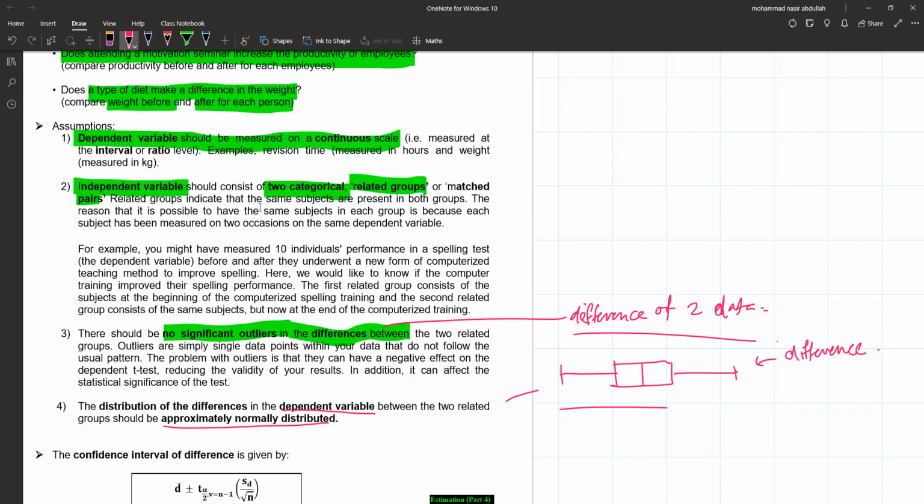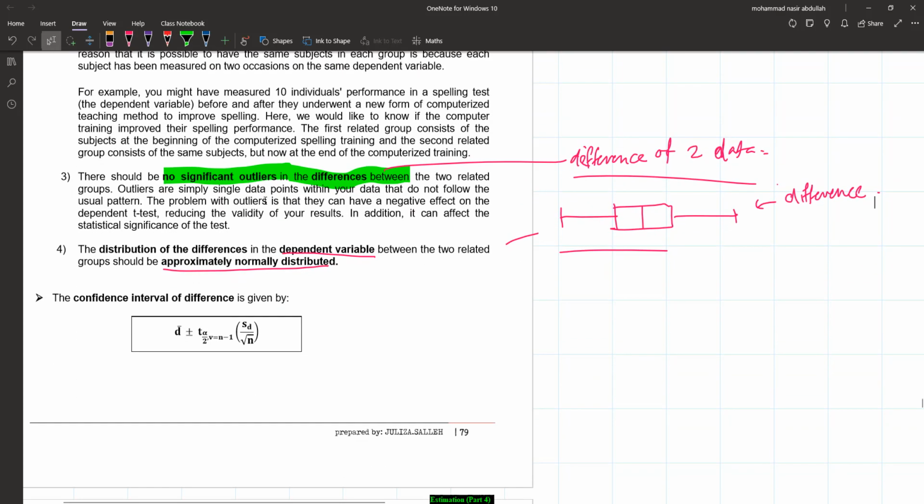For the data, the differences must be normally distributed. So the confidence interval of the difference is still the same as previously, but instead of n1 plus n2 minus 2, we are not using this one, right? We are using n minus 1. Why n minus 1? Because it is n of the differences, right?